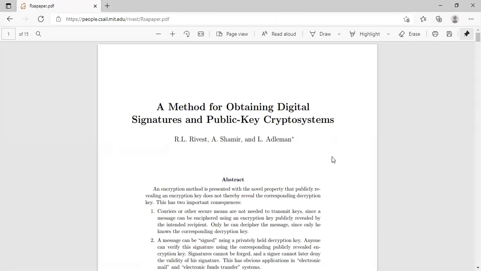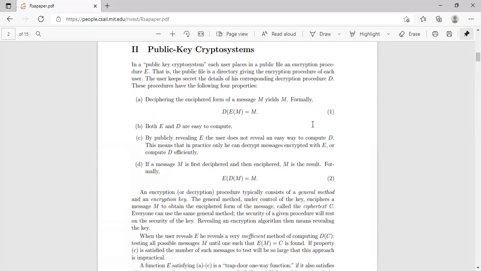This is the original paper that we talked about some time ago, a method for obtaining digital signatures and public key crypto systems. The core idea is that you have an encryption key and a decryption key. The sender and receiver can communicate. The only prerequisite is that you need to know the public key of the recipient. Suppose you would like to send a message, you need the public key of the recipient. That's the only prerequisite. They have used notations D and E for decryption and encryption procedures respectively.